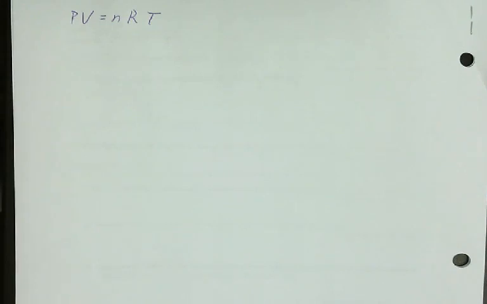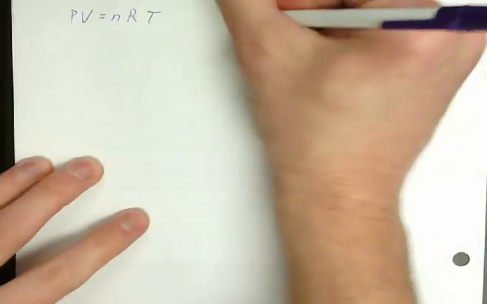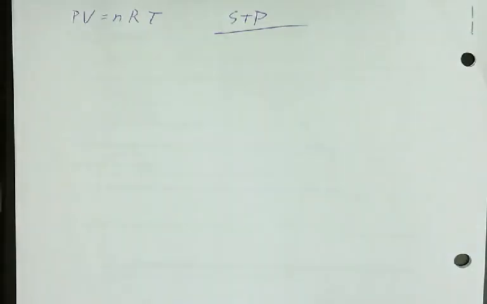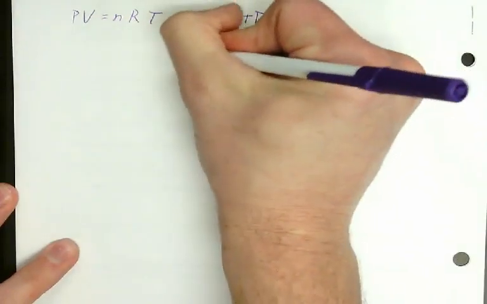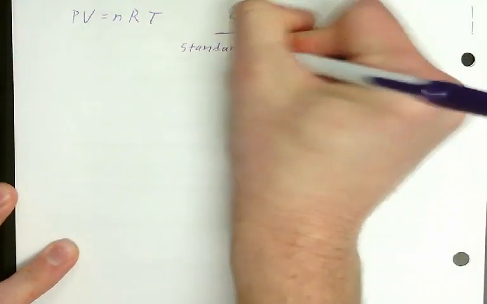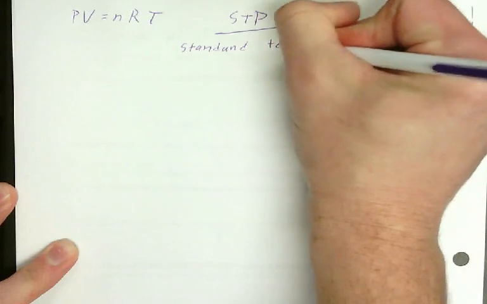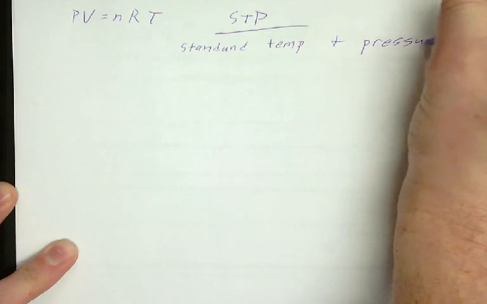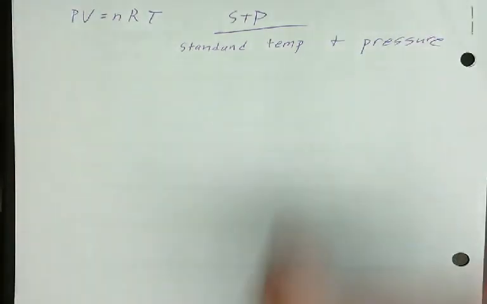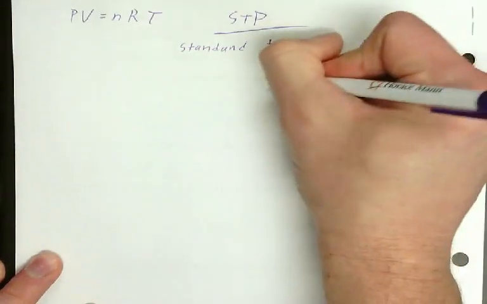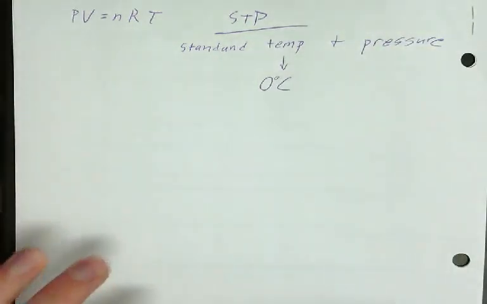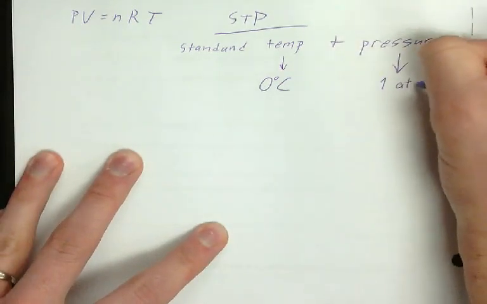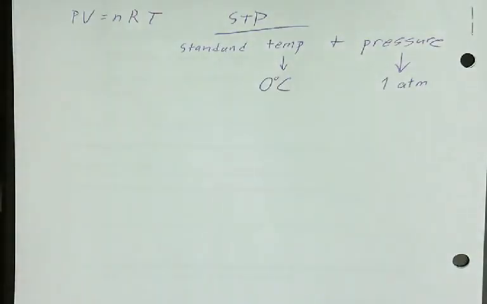The one thing that can be is this phrase here, STP. We've talked about this. STP stands for standard temperature and pressure. And what you need to know about that is that the standard temperature is 0 Celsius. The standard pressure is 1 atmosphere. However, those are not the units that you need.